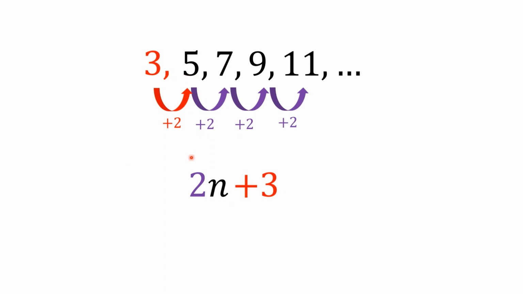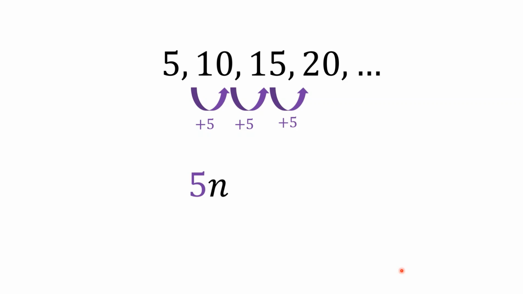Lovely. When n is 2, I'm expecting to get 7. 2 times 2 is 4, plus 3 is 7. When n is 3, I'm expecting to get 9. 2 times 3 is 6, plus 3 is 9. And finally, when n is 4, I'm expecting to get 11. 2 times 4 is 8, plus 3 is 11. Good, so this is the rule that describes the sequence.